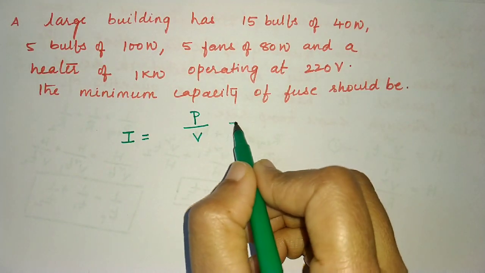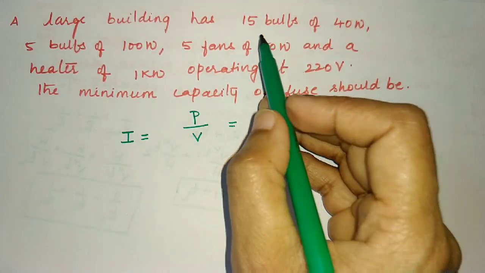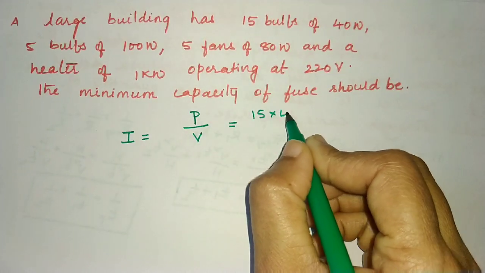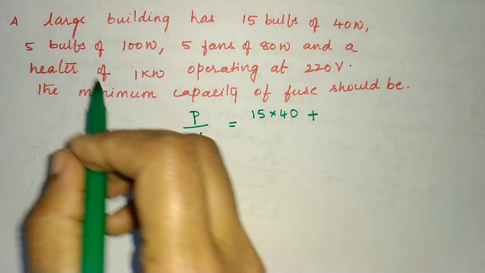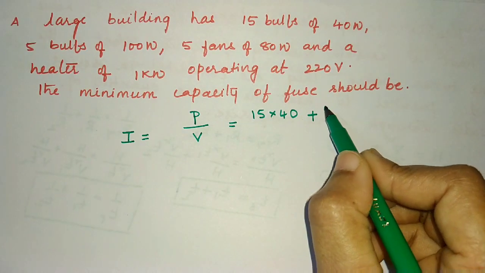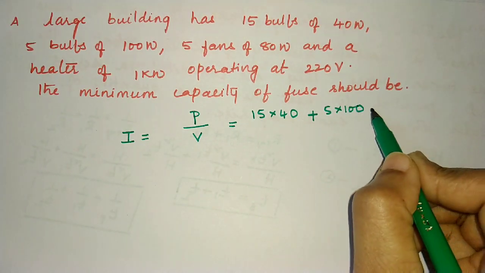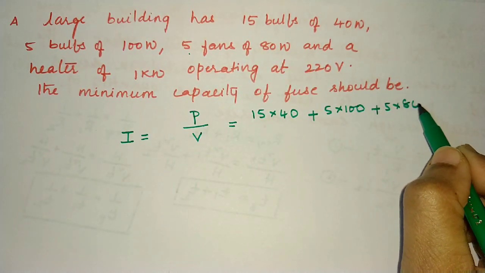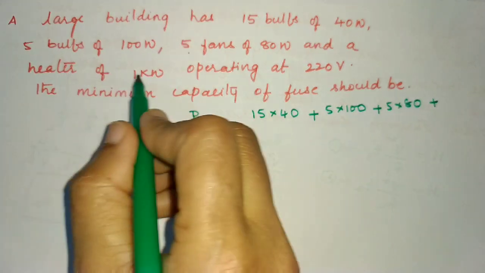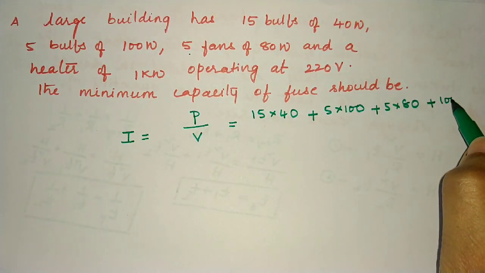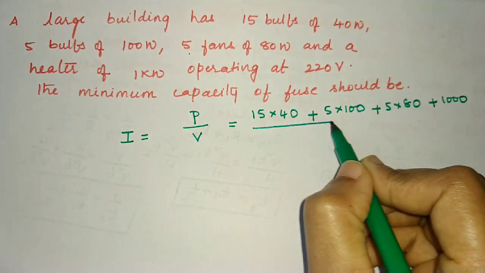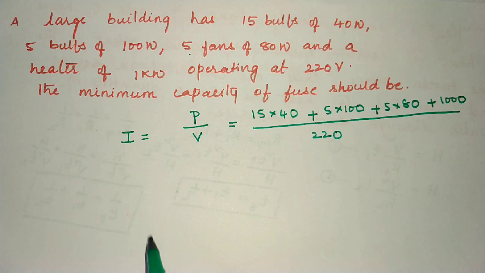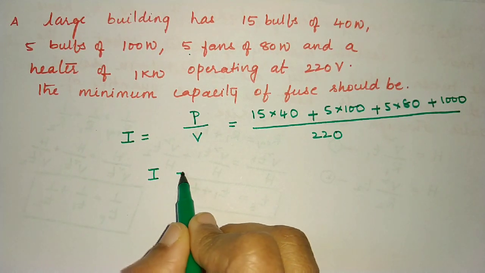Now calculate the total power of the building. 15 bulbs, 40 watt. So they consume a power of 15 into 40 plus 5 bulbs, 100 watt, so 5 into 100, plus 5 fans, 80 watt, 5 into 80. And then one heater which is 1 kilowatt, I will make it 1000 watt. Whole divided by, at what voltage are we operating it? 220. So this is the current drawn by the building.